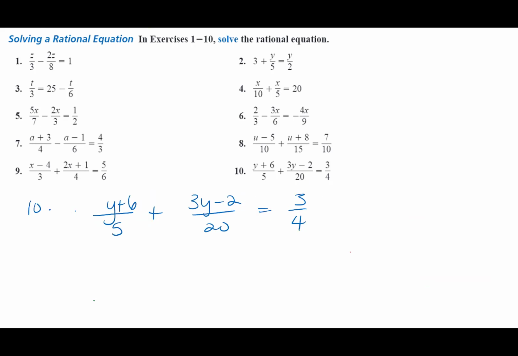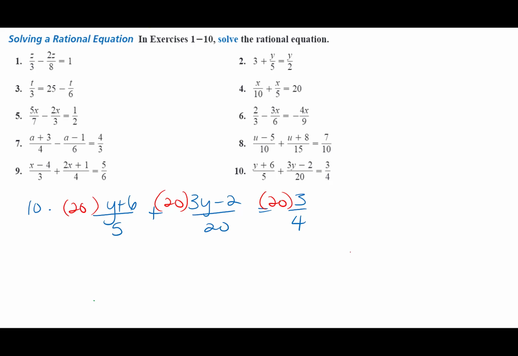Let me show you one more on this video. Number 10 is (y plus 6) over 5 plus (3y minus 2) over 20 equals 3/4. The common denominator of 5, 20, and 4 is 20. So I want you to multiply 20 to each term.